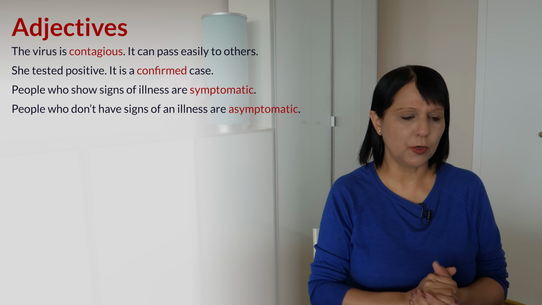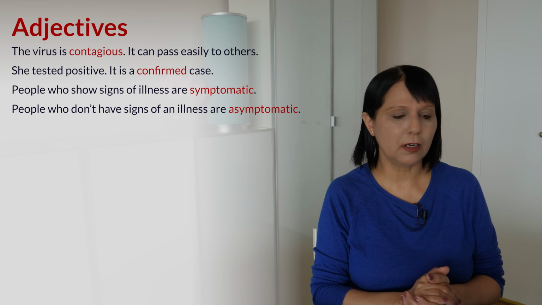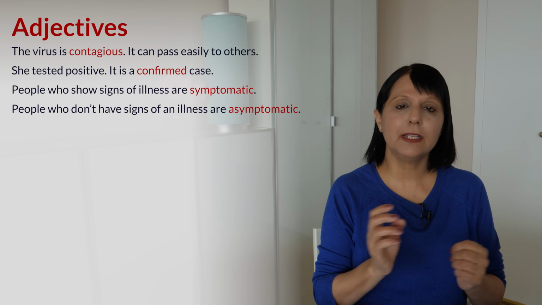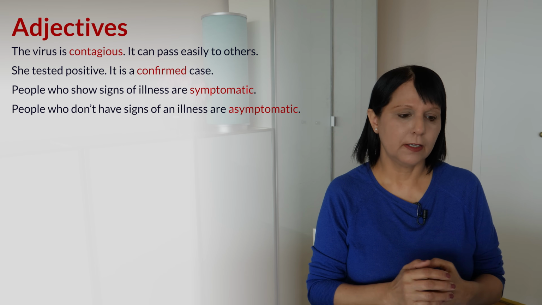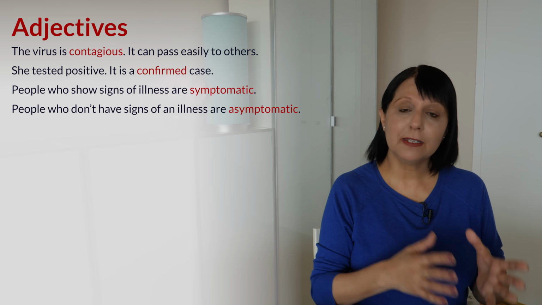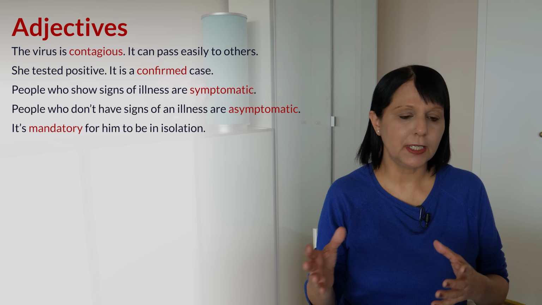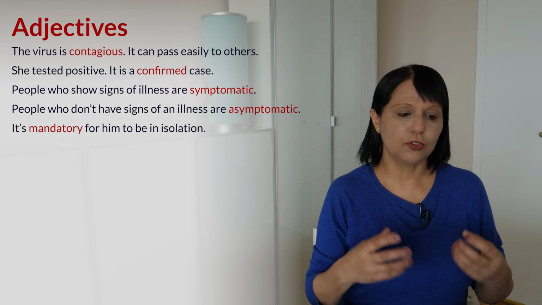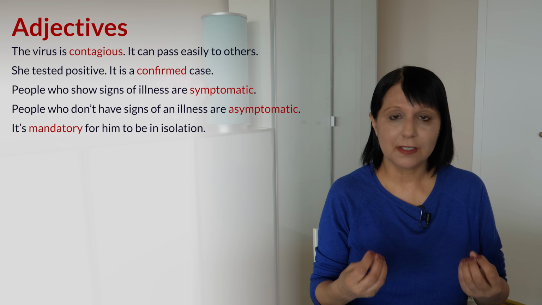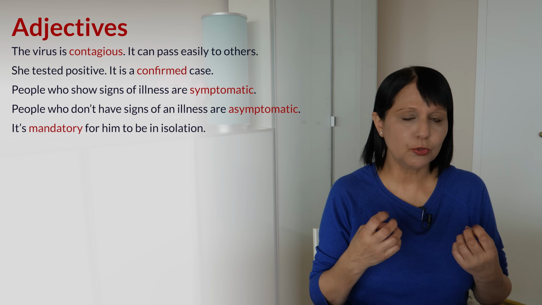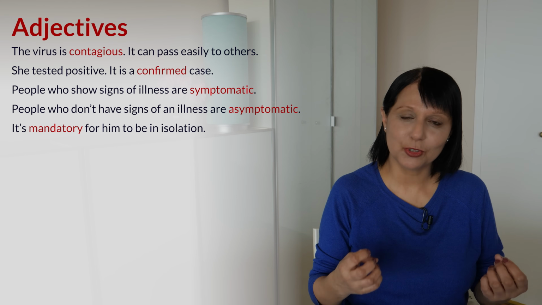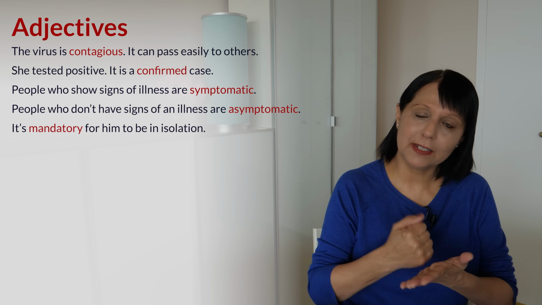Another pair of words that are often used are mandatory and voluntary. For example, it's mandatory for him to be in isolation. So mandatory here means he has to be. He has no choice. Okay? He has to do it. He must do it. It's mandatory.